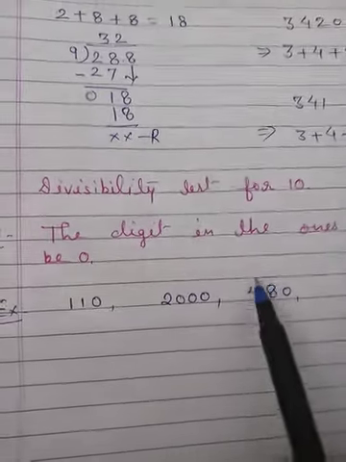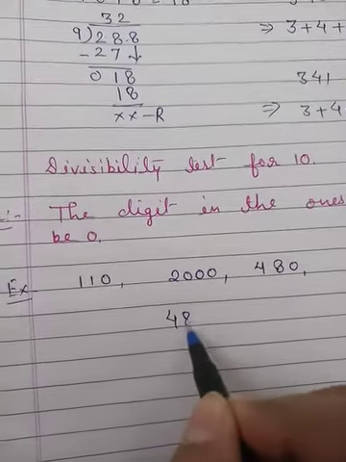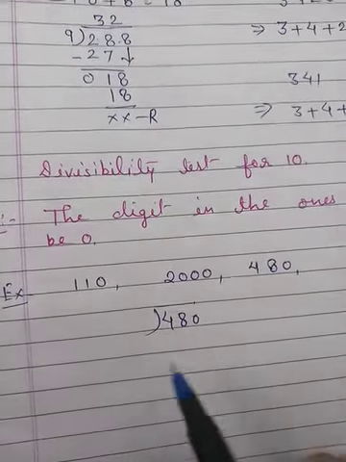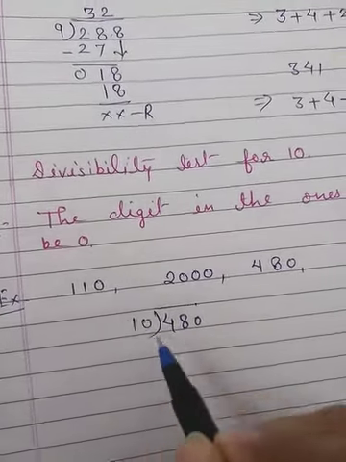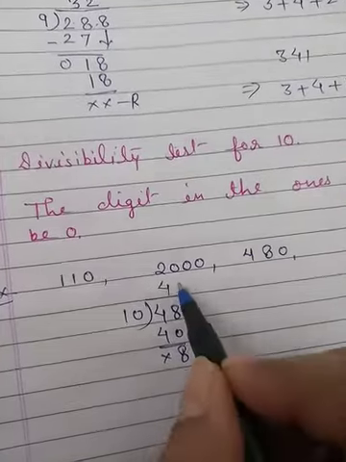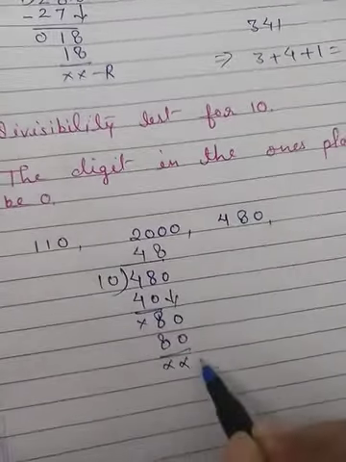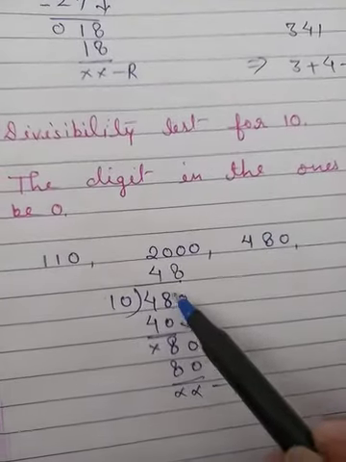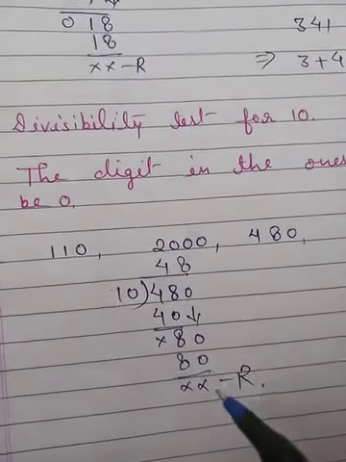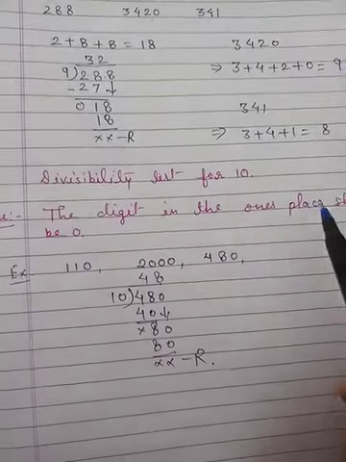For that I am showing you again how to divide this number, that is 480, by 10. So you see, 10 fours are 40. Here 8 and then 0, and 10 eights are 80. Okay, so the remainder is 0. So 480 is completely divisible by 10. This is the divisibility rule for number 10.